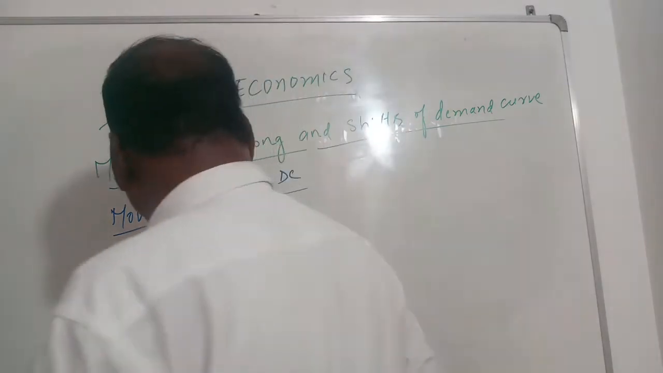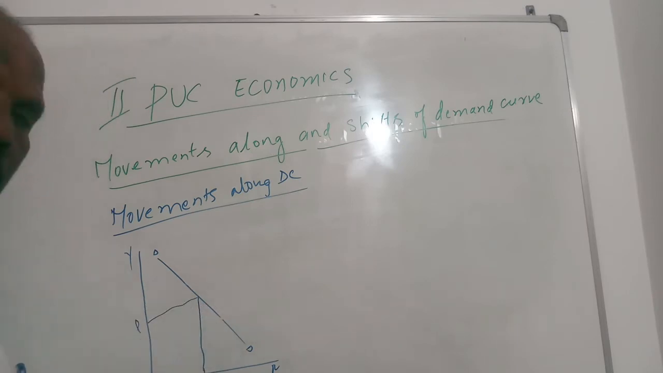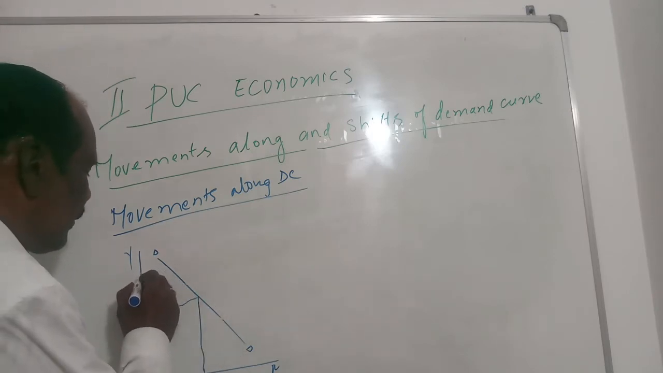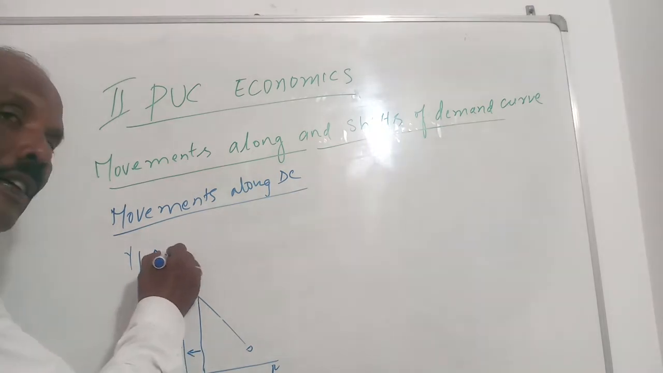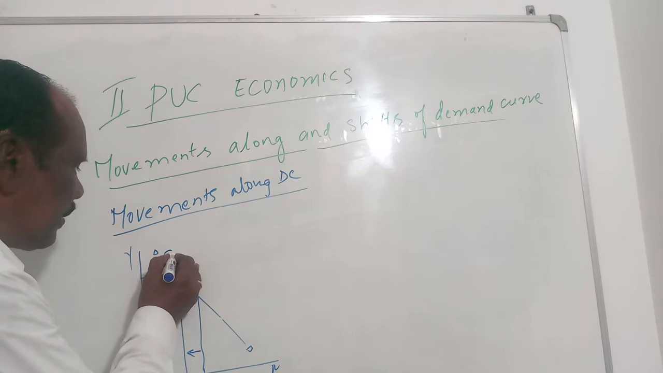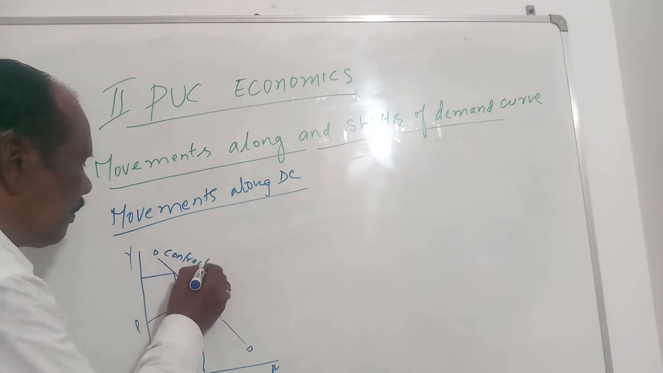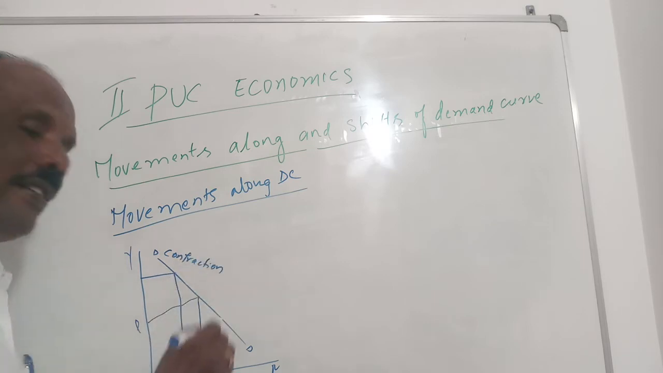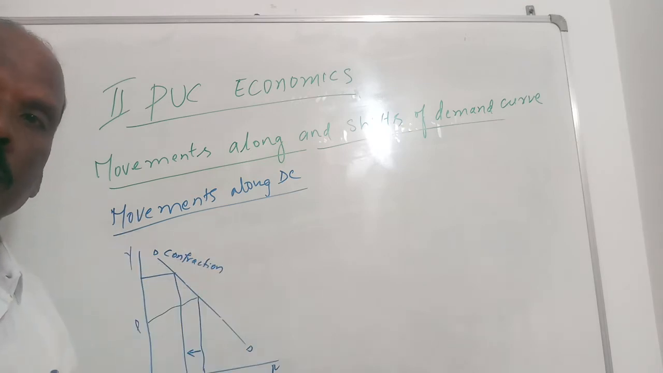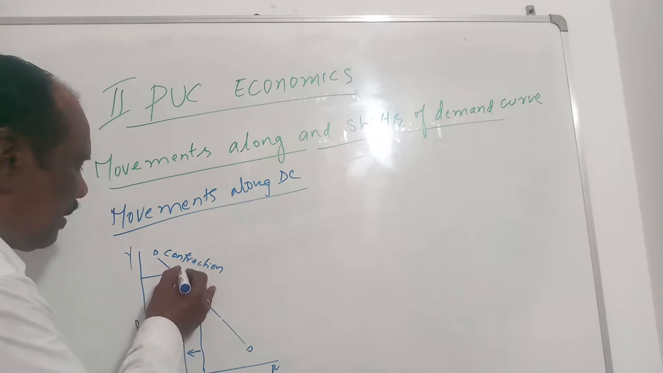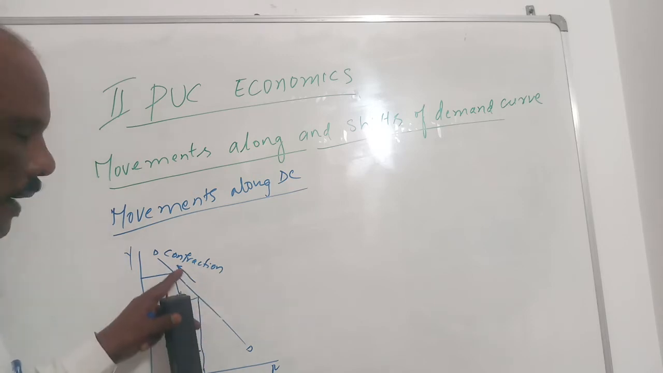This is the demand curve. Suppose the price rises, demand falls, and this is called contraction. So there is contraction in the quantity demanded. The quantity of demand falls due to a rise in price, and this is called contraction. Contraction can be understood here. The demand curve moves upward here.